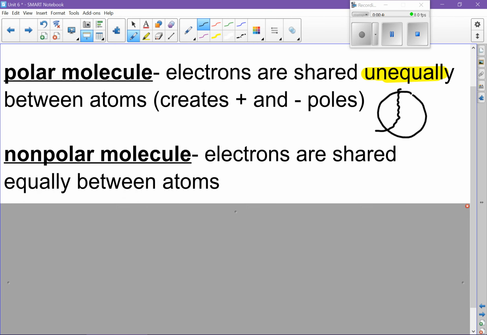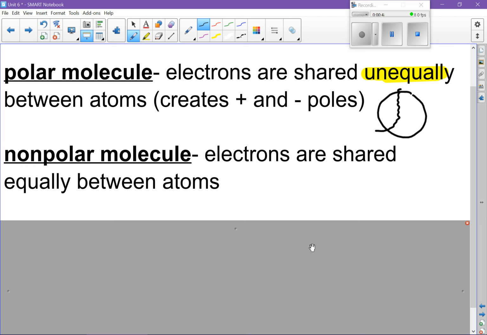Now, if it's a nonpolar molecule, then the electrons are shared equally between the atoms. So again, if I think about that cookie, and if I break it perfectly down the middle, each piece is the same size. That's a nicer way to share because no one's getting a bigger piece.